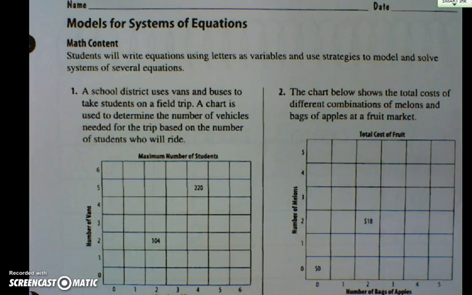Hi guys, we're going to look at some of the solutions to the practice problems for our Comparing Quantities unit test. So we're going to go over the models for systems of equations review.